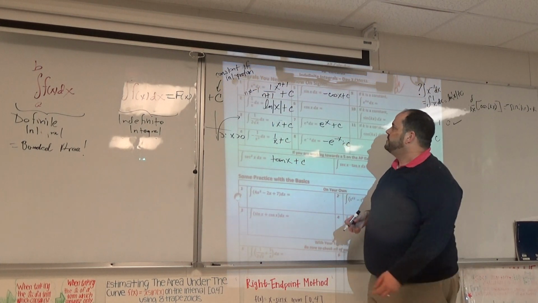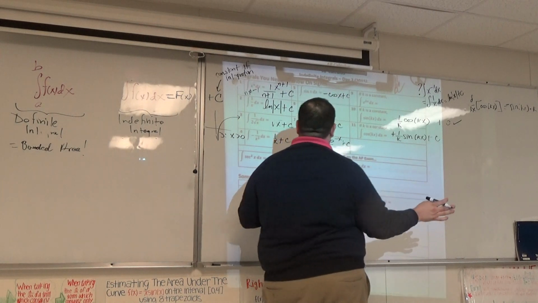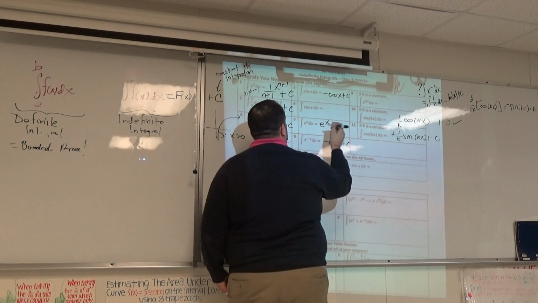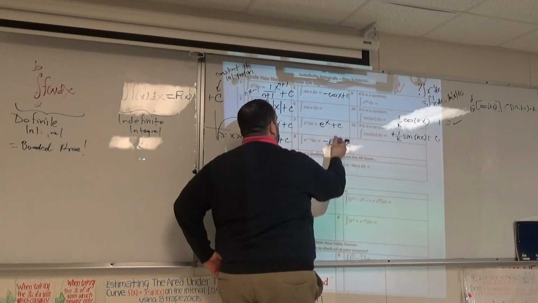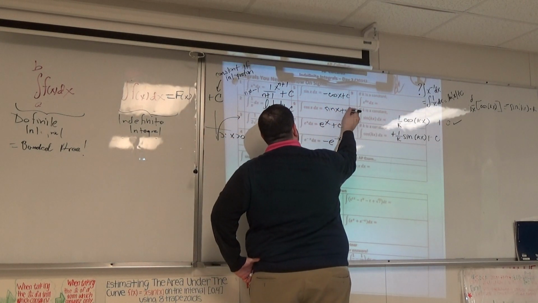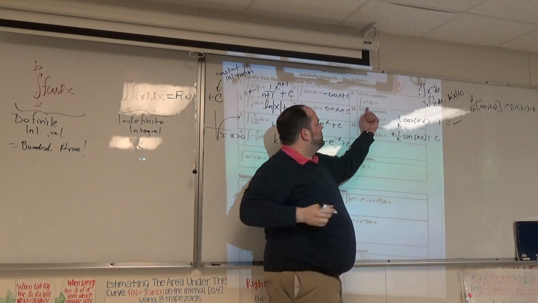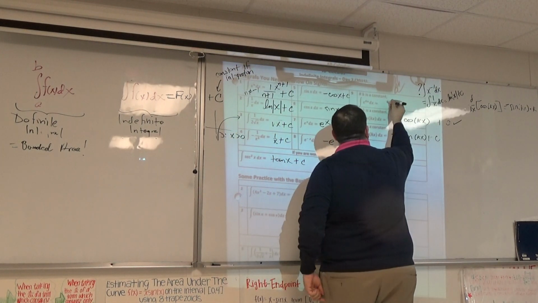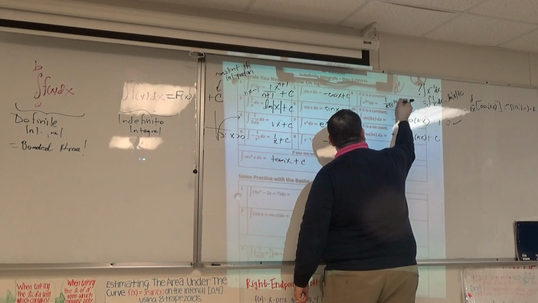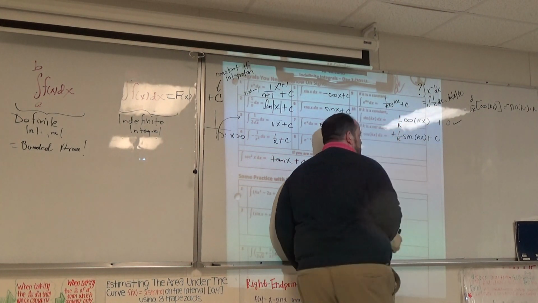For some odd reason, we haven't integrated cosine of x. Negative sine of x. Oh my god, maybe that's why. The antiderivative of cosine of x, that's twice I messed it up now. Sine of x plus c. We also, for some reason, are skipping number 9. 1 over k times e to the kx plus c.